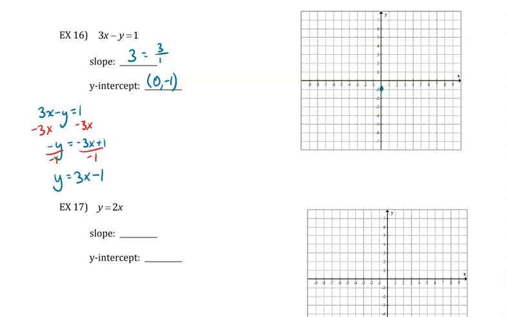So we're going to start at 0, negative 1. And from there, we are going to go up 3, right 1. So up 1, 2, 3, right 1. That's our next point. Do it one more time. So up 3, right 1. That's our next point. Then we can just draw the line through those, and we're done.